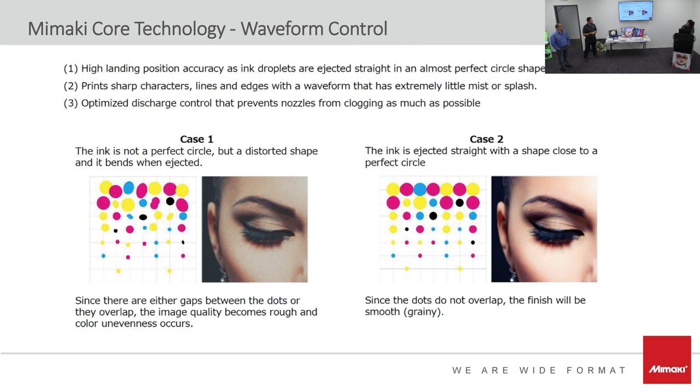Next we have the waveform control. This is where the ink droplets are laid down in a spherical, basically a perfect circle. This is where you achieve the fine lines, the details, and the crispiness of the image.